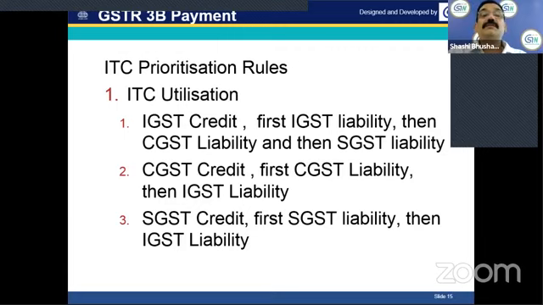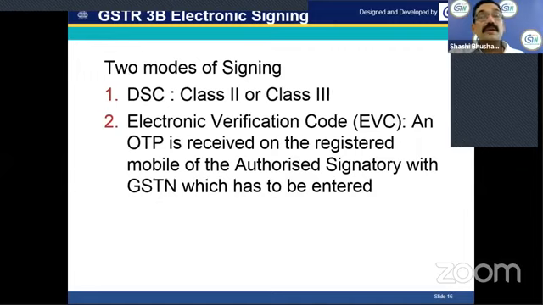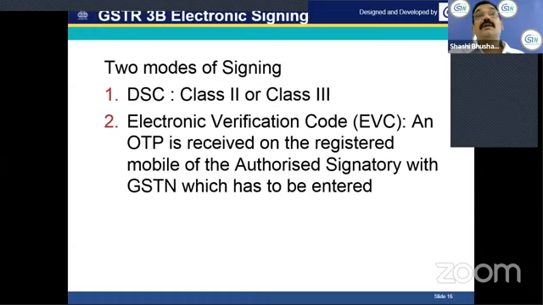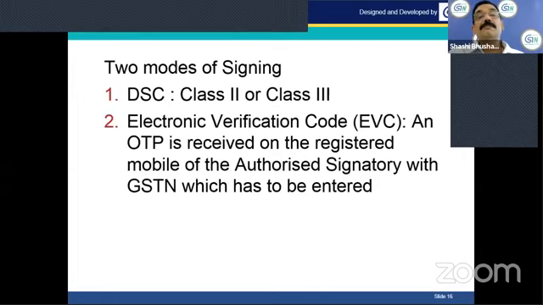Otherwise, during the validation, the system will throw an error. Now there are two ways in which a taxpayer can sign this electronic furnished 3B. One way in which he can sign is by applying a DSC. Now DSC is mandatory for all the taxpayers who are companies or registered under Companies Act, and all other taxpayers can file through electronic verification.